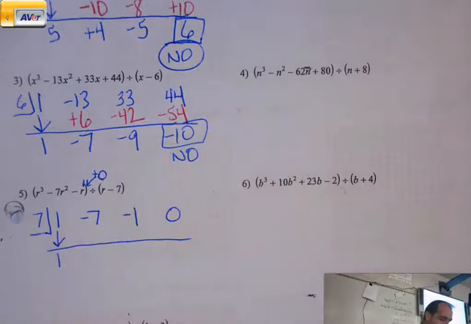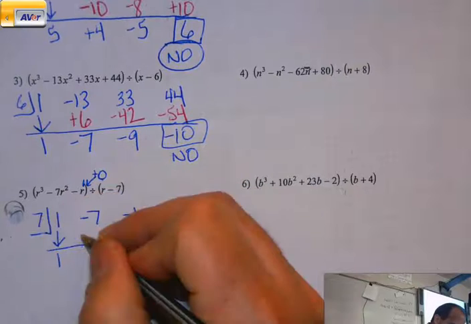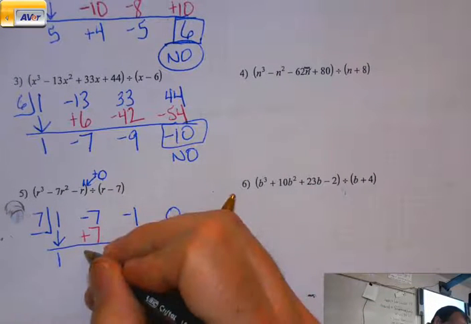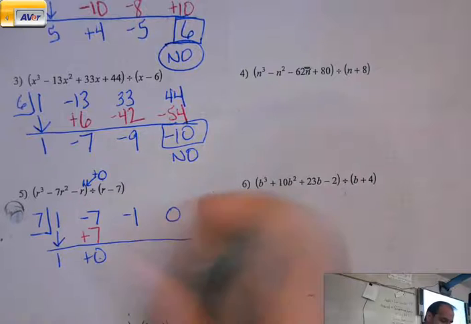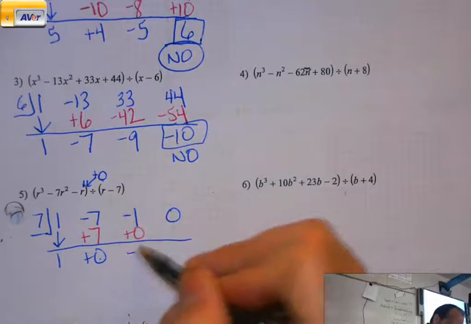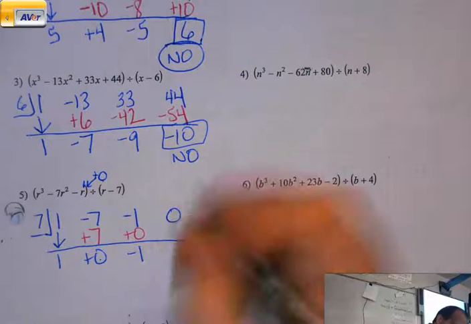First term comes down, multiply by what's in the box, add down. Multiply by what's in the box, add down. Multiply by what's in the box.